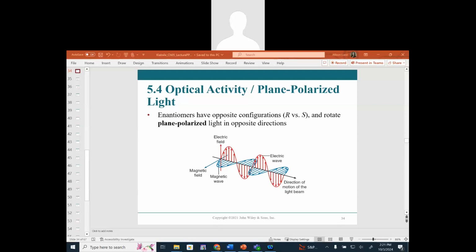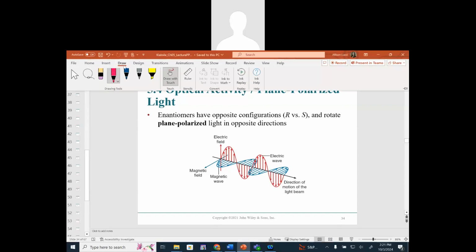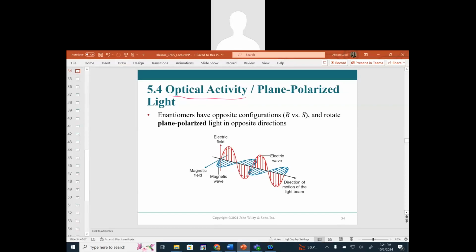We saw on the last slide shown from section 5.3 this concept of optical activity being introduced. So what exactly is optical activity? We're told here that enantiomers will have opposite configurations. We saw previously that if the first enantiomer is an R, the other would be an S, each of which will rotate plane polarized light in opposite directions. This rotation of plane polarized light is what the term optical activity refers to. If something's optically active, it will rotate plane polarized light.